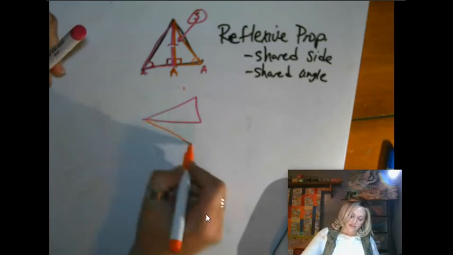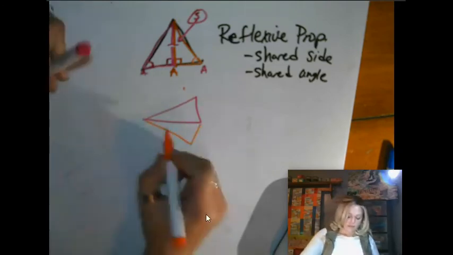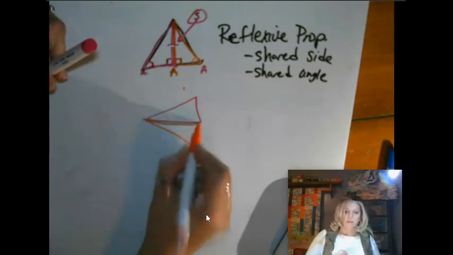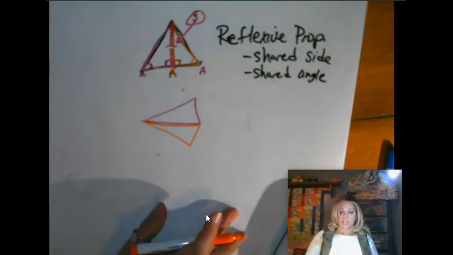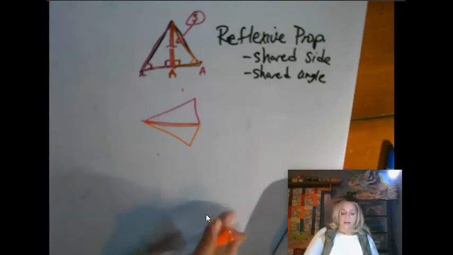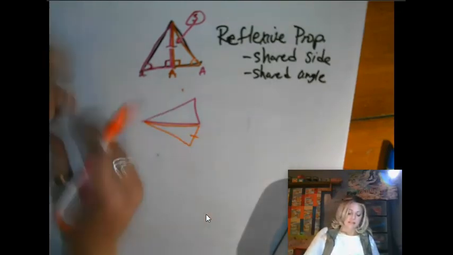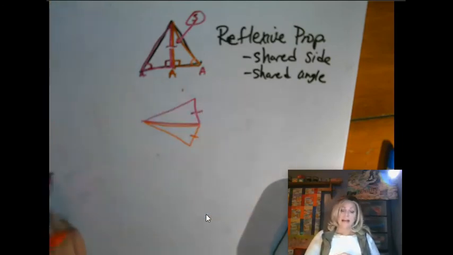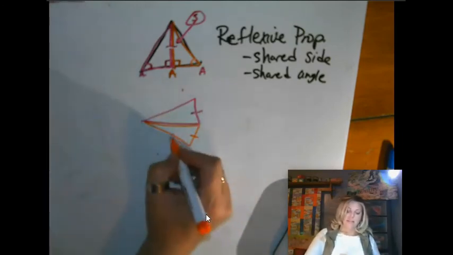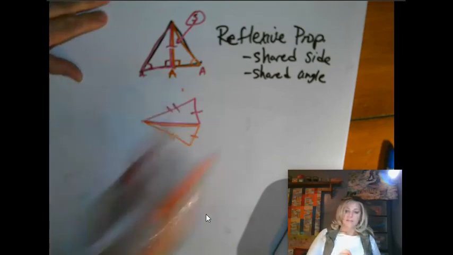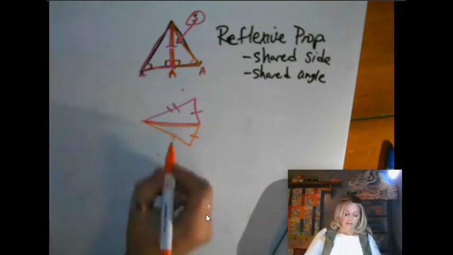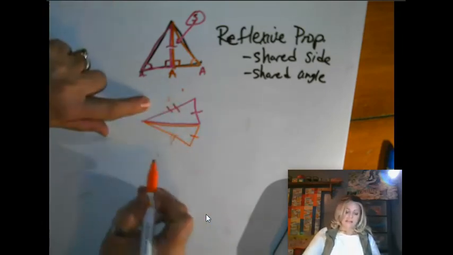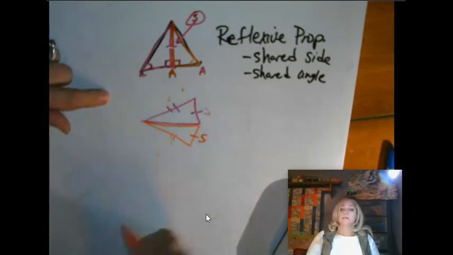I'm trying to do these in different colors as I go. There we go. I'm hoping you can see that shared side. But this time, I'm going to tell you that this is congruent to that. And I'm going to tell you that this is congruent to that. So go ahead and label. I've got side. I've got another side.